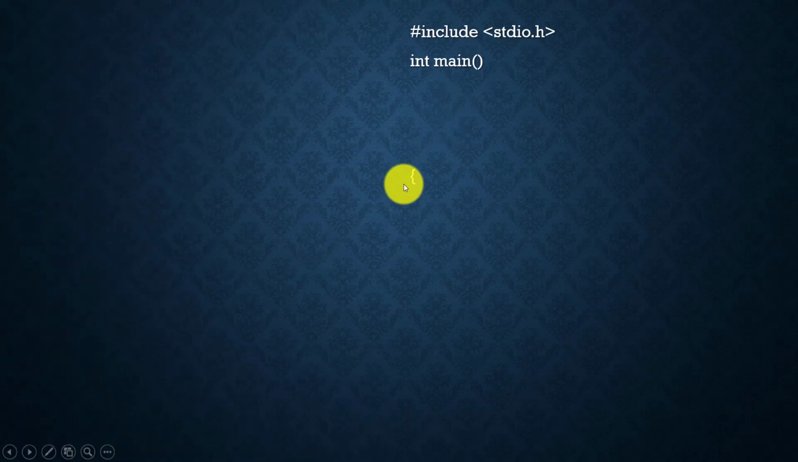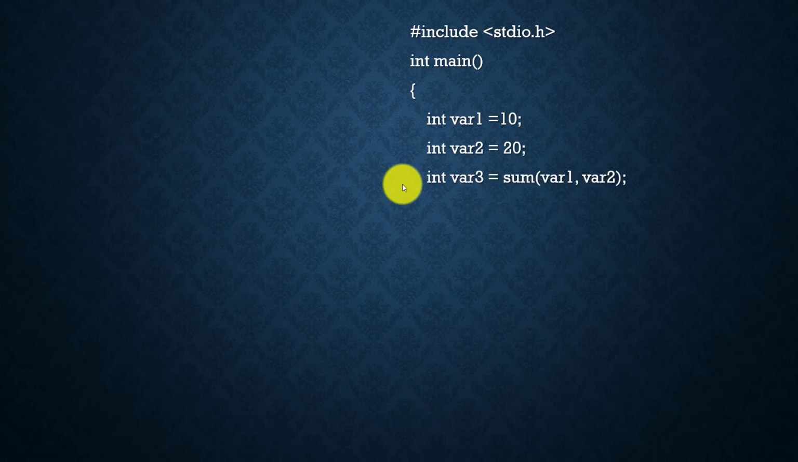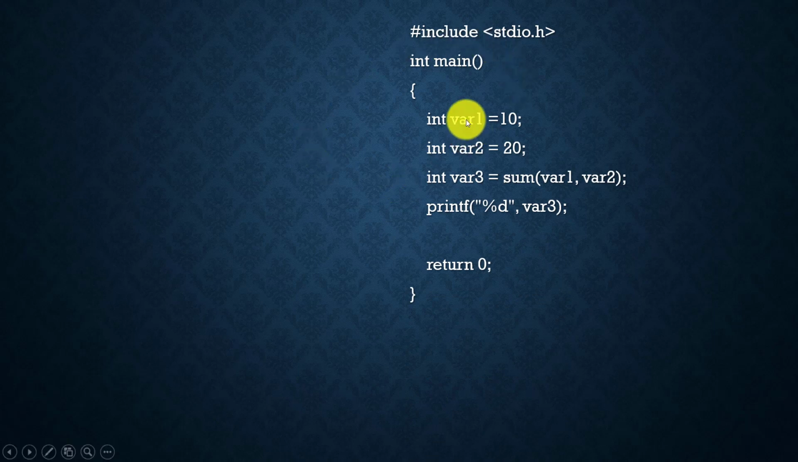Consider one example here. We are making an addition by using call by value. In this program I accept two variables, variable 1 and variable 2, which are assigned the values 10 and 20. Now this is called a function call. In the function call I pass variable 1 and variable 2, and print the result in variable 3.